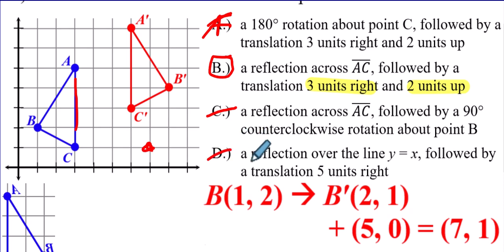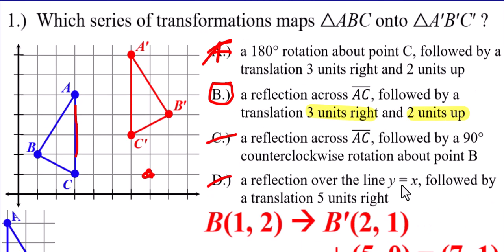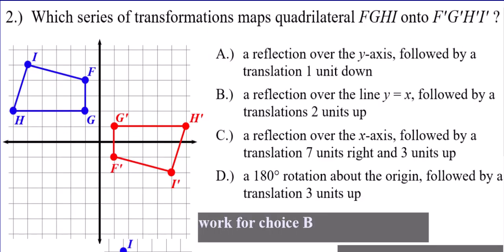But ladies and gentlemen, that's how you would show your work. Anytime you have a reflection over the line y equals x, you would reverse the coordinates, and then if it says the translation, you can then add by the coordinates of the translation. Okay, so number 1, done. Turn the page. Problem number 2.